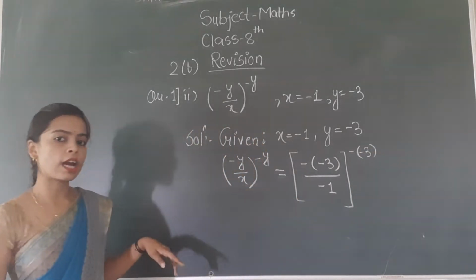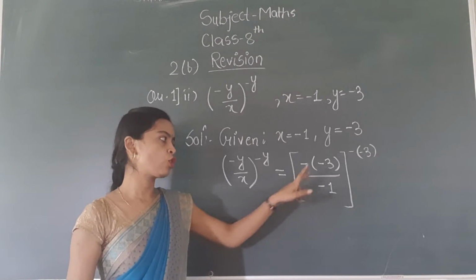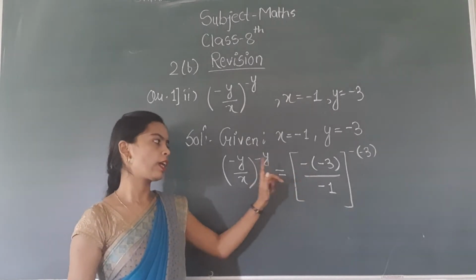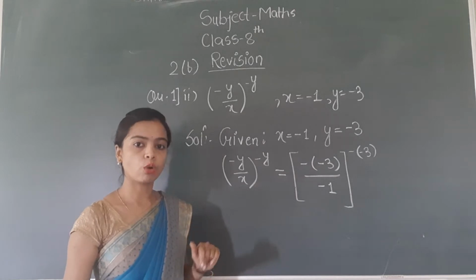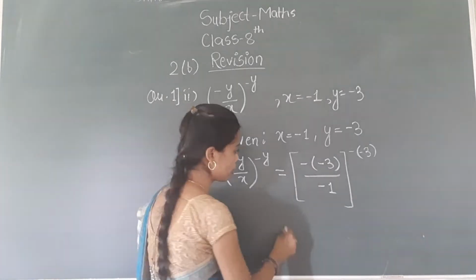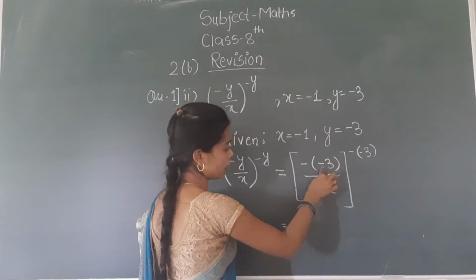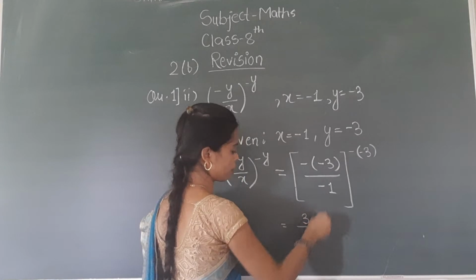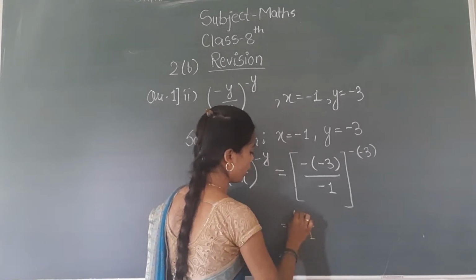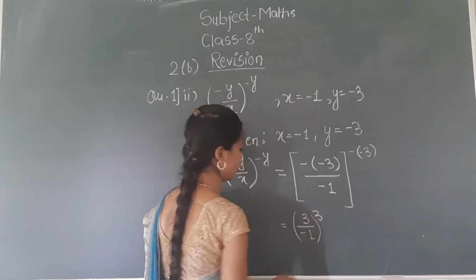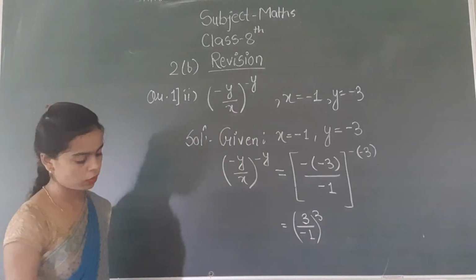Some students make a mistake here in which you forget this minus. You do not put this minus and directly write minus 3 in place of y. So that will be wrong. Now the next is minus and minus is plus, so it will become 3, and in the denominator it is minus 1. And the power is minus and minus is plus, that is 3.